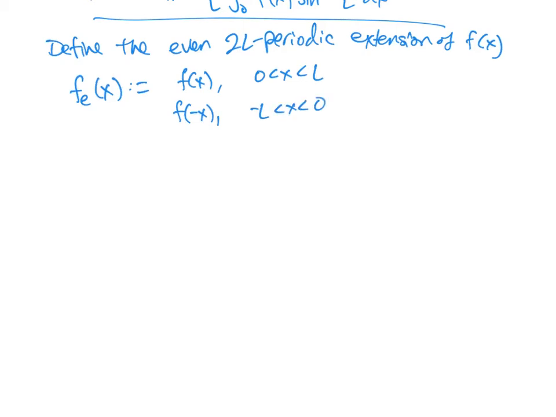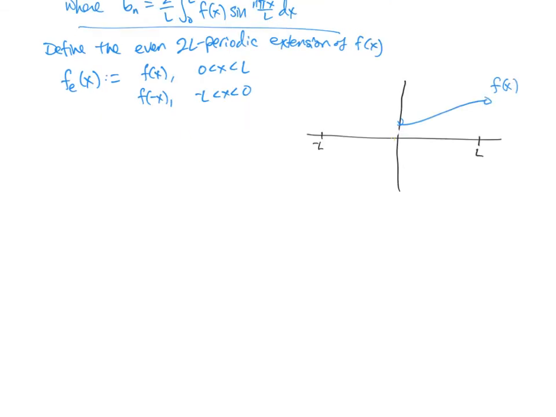So an example of this would be, we have the function we had before, and on the right side of the y-axis, we'll make it exactly the same as f, and then on the other side, we will just reflect it right over the y-axis, and then we'll also make it periodic. So we will basically repeat the same thing for the entire real line. All right, so this is fe of x, this green one.